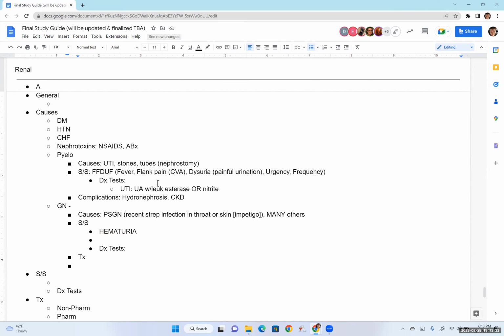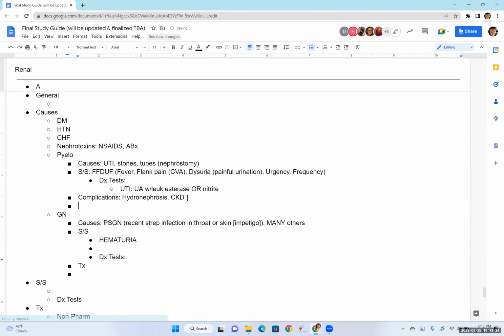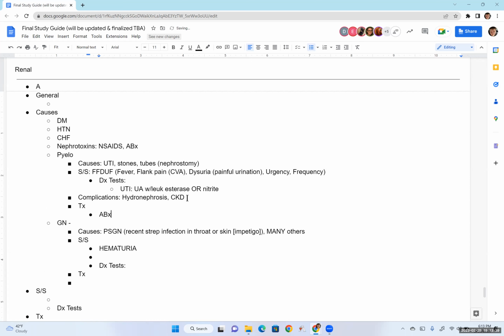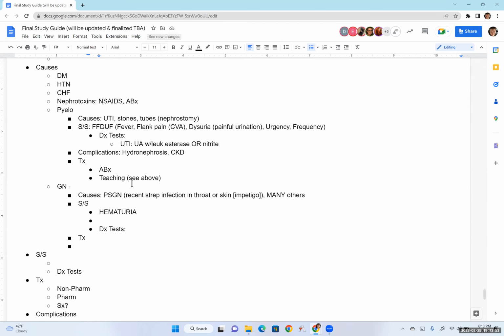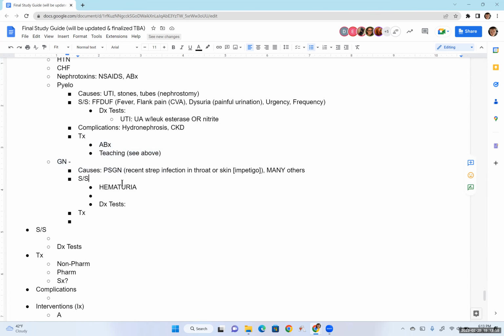All right, but going back up to pyelo: symptoms, complications, and then treatment and teaching, right? Treatment is going to be antibiotics. You don't have to know which antibiotics at this point, but as far as interventions, teaching, that's see above, right? I think we mentioned all the little tips and tricks for UTIs. That's good on causes, I think. If you think of one more, we can add it there.